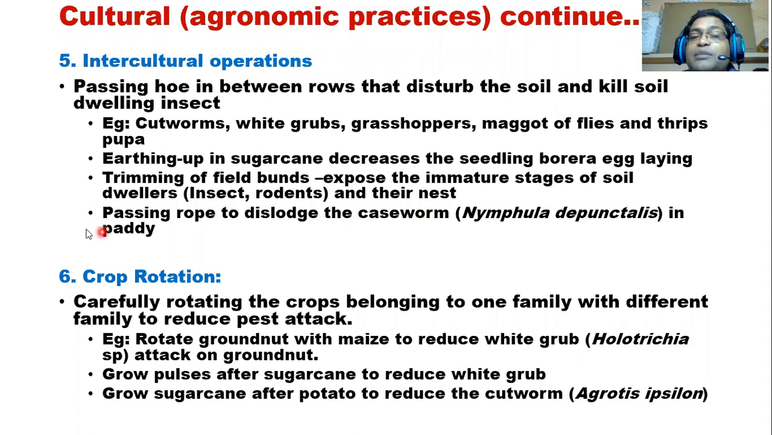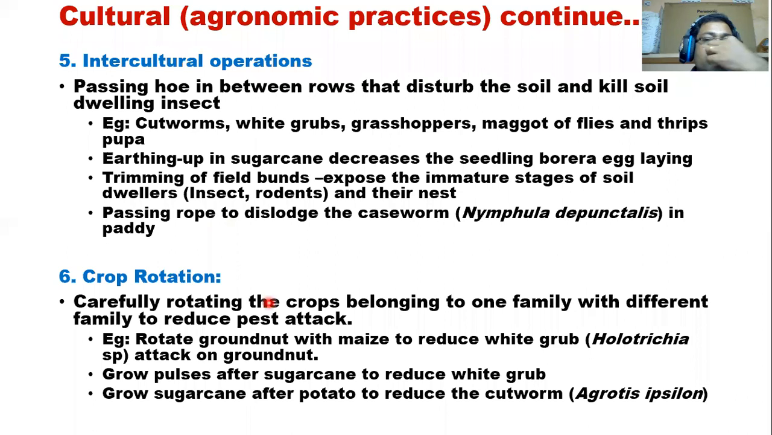But IRRI is not recommending passing rope in the rice field, because if you are passing the rope, there is a chance of disturbing the natural enemies, especially spiders. Spiders are very good predators. Some lizards are very good predators. Some frogs are very good predators. If you are continuously disturbing that diversity environment, the paddy field environment, then you are disturbing the nests of spiders too. That's why they are not recommending it. But if the incidence is there, there is no other way. You can practice it and easily remove the pest without chemicals.